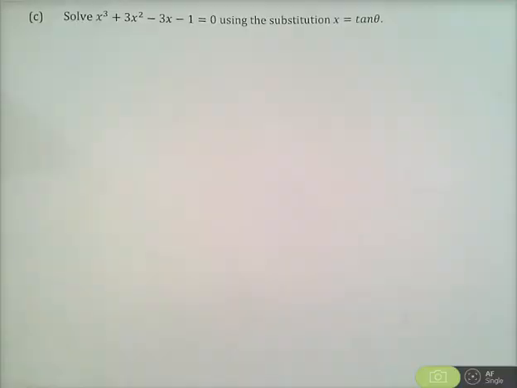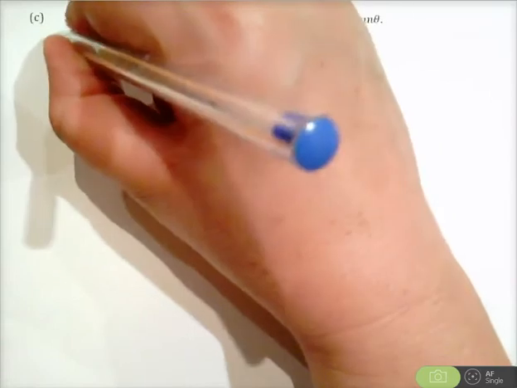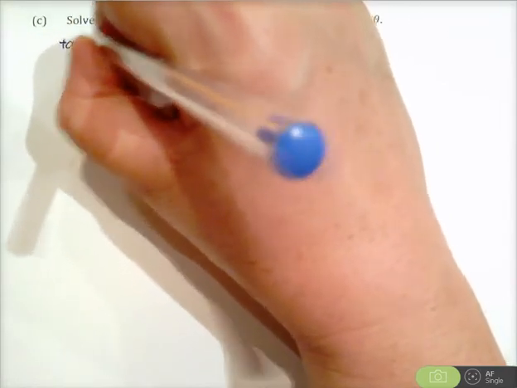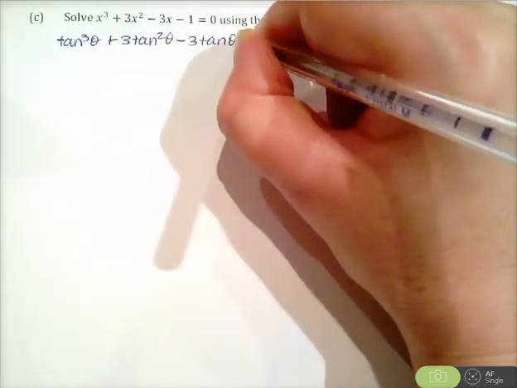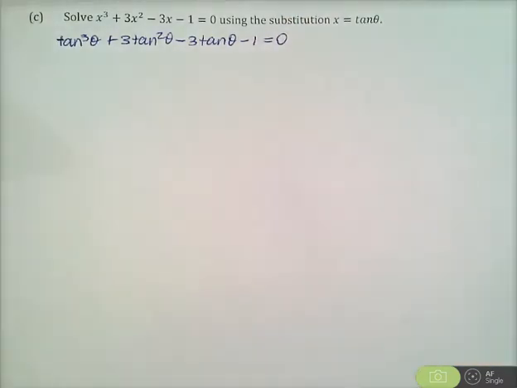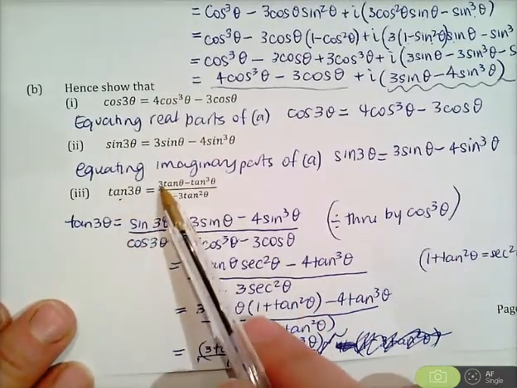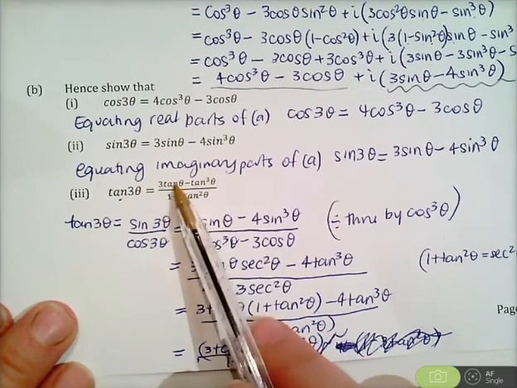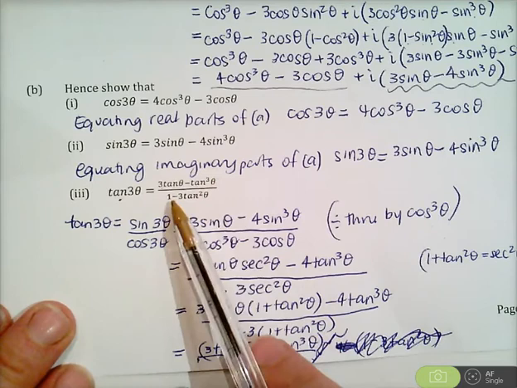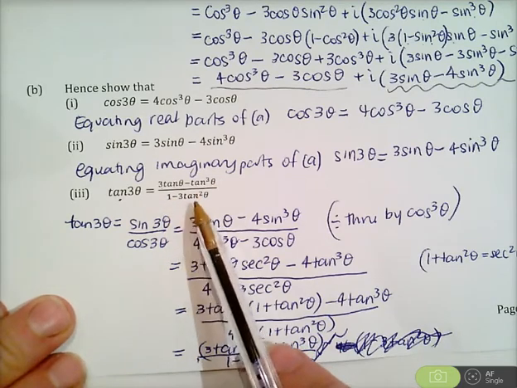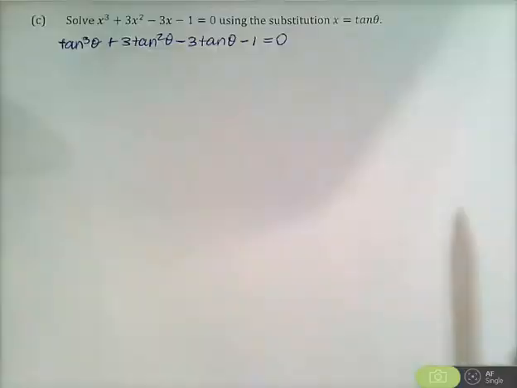Now the next part of the question says to solve x cubed plus 3x squared minus 3x minus 1 equals 0 using the substitution x equals tan theta. So we'll do that substitution now. So we've got tan cubed theta plus 3 times tan squared theta minus 3 tan theta minus 1 is equal to 0. Now if we look back at our results from part 3, notice we've got tan 3 theta is 3 tan theta minus tan cubed theta, so the tan theta gets grouped with the tan cubed theta and the 1 gets grouped with the 3 tan squared theta. So that's what we're going to group together over here.